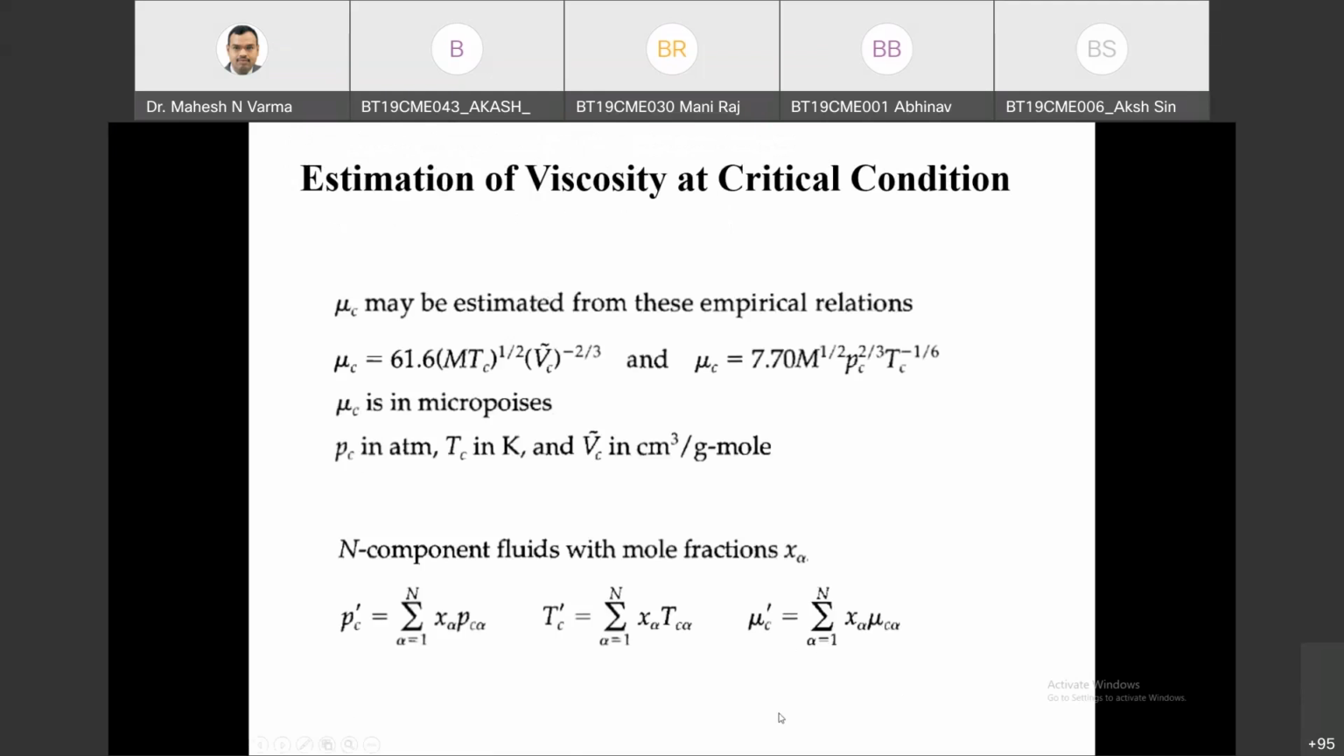This is a very simple equation, where molecular interactions are neglected. Molecular interaction between, say, nitrogen and oxygen is similar to molecular interaction between nitrogen and carbon dioxide. If I have a mixture of nitrogen, oxygen and carbon dioxide, I am neglecting the difference of interaction between nitrogen and oxygen and nitrogen and carbon dioxide. All are interacting equally.